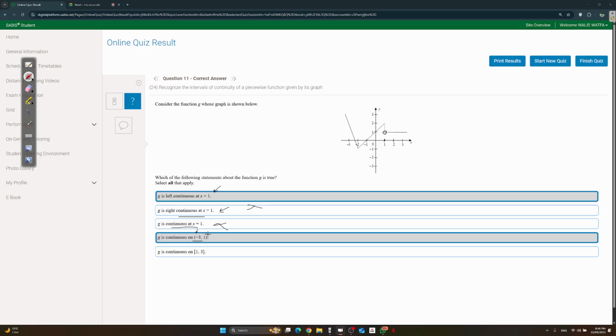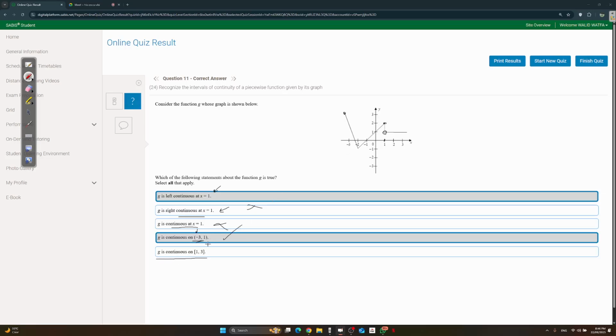Using parentheses means excluding that x value. So from negative 3 till 1, but excluding the 1 and the negative 3. So everything in between. How do you know it's excluding? Because they use parentheses instead of square brackets. Square brackets mean include. So on this interval, everything in between, do you see any holes, any jumps, anything? No. So that means it's continuous.